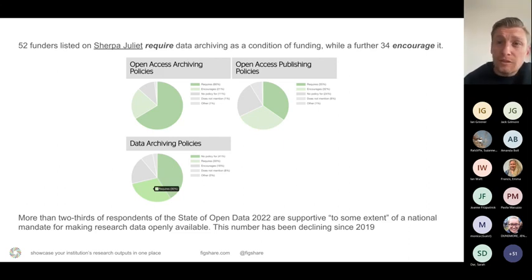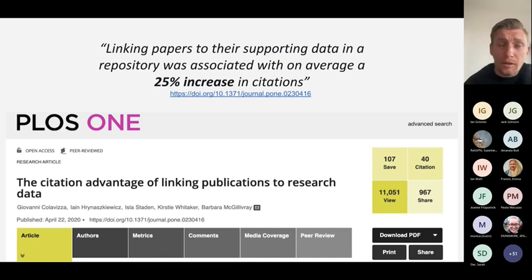The NIH is not the first. This is a global push. If you look at the EPSRC in the UK, they had a data mandate in 2015, and the JISC-funded project Sherpa Juliet actually shows now that 52 funders globally require data archiving as a condition of funding, and a further 34 encourage it. So this is showing you that it's a global thing. It's happening everywhere. Again, on the plus side, we have enough data in the last 10 years to start looking at what the effect of publishing data is.